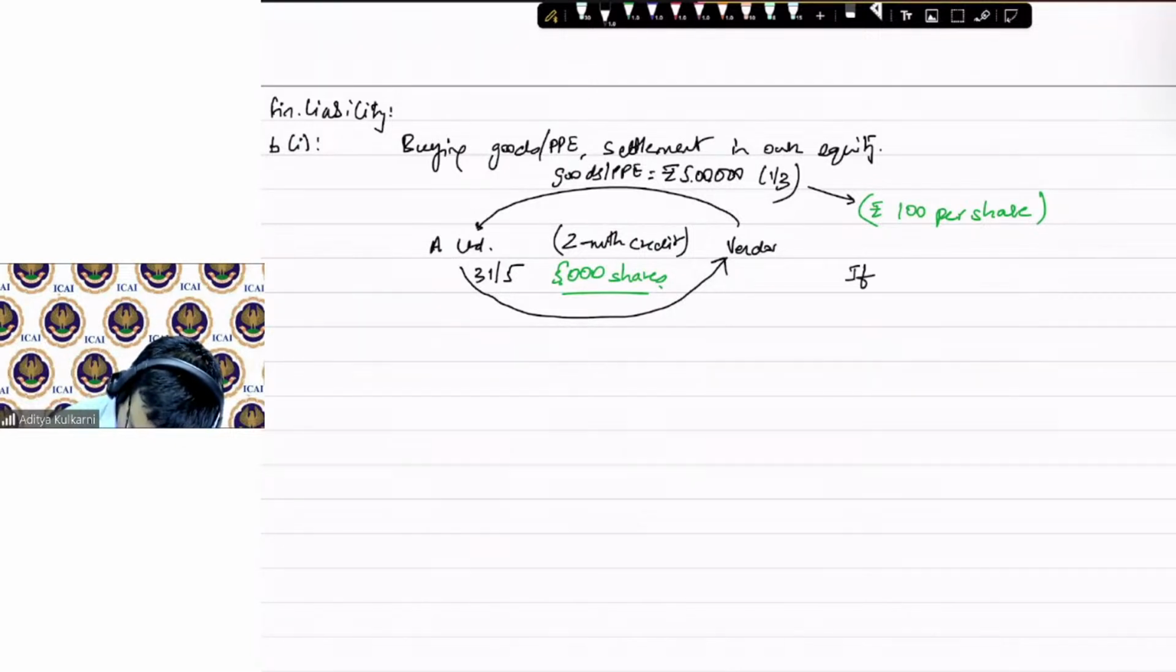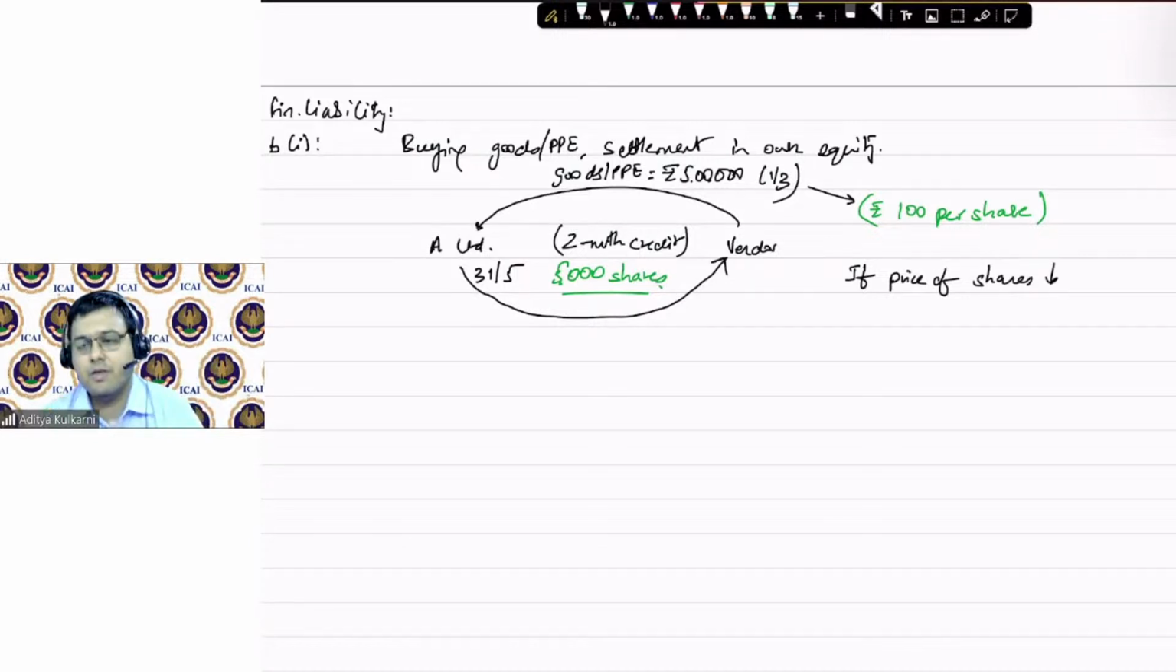If the price of shares falls, if the price of shares reduces on the date of issue, 31st May, suppose the price is rupees 10. The vendor cannot come to A Limited and say, your share is only 10 rupees, now you give me 50,000 shares.